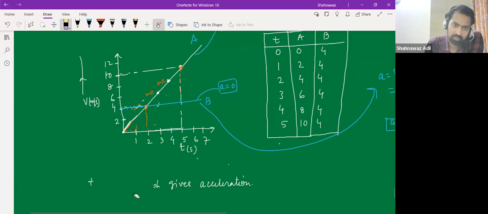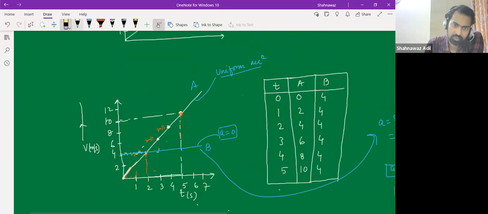Yes, sir. So this is uniform. This is acceleration equal to 0, which means uniform velocity. Clear?